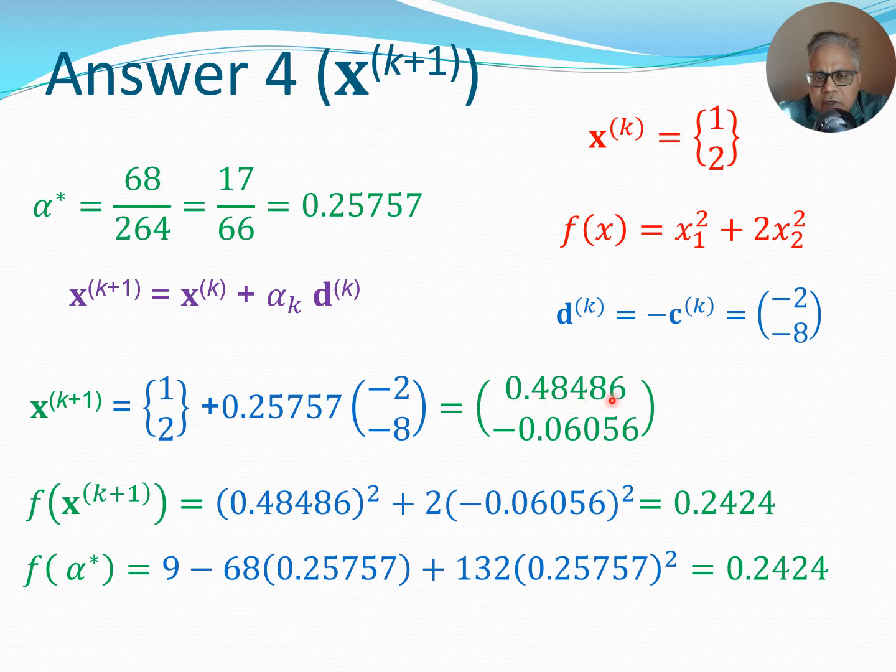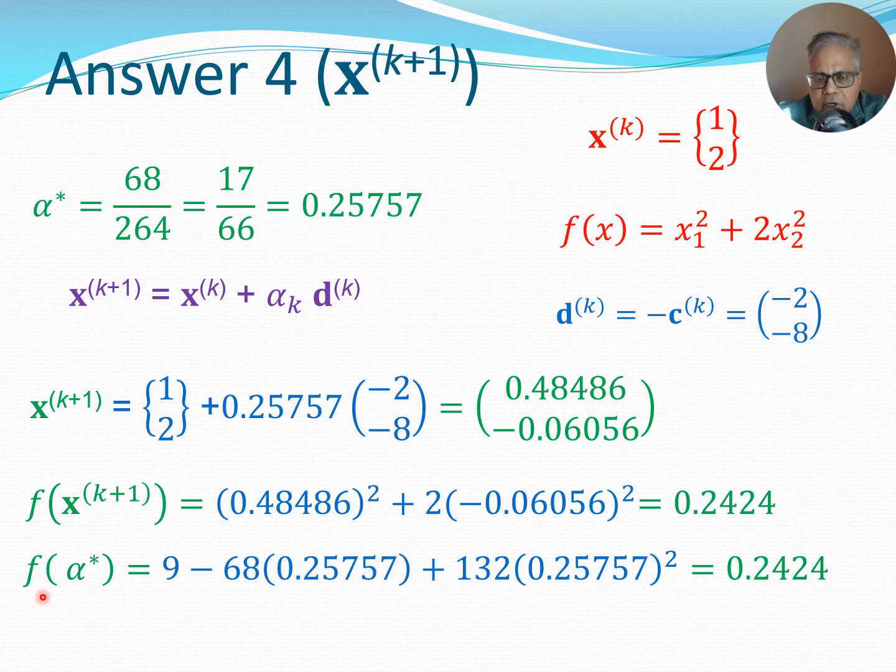So I get xk plus 1 in terms of two variables here. x1 is 0.48486 and x2 is minus 0.06058. Now let us substitute these two numbers in the function f(x), which is x1 square plus 2x2 square. You can see here x1 has been substituted here, x2 is here, and so I get 0.2424. So this is the value of the function at the next point.